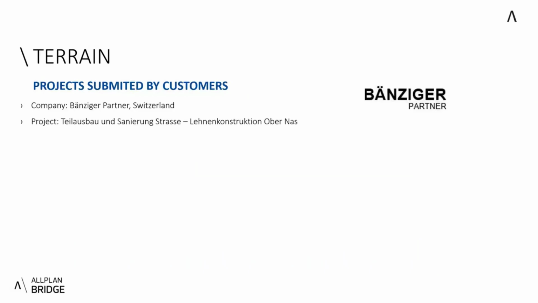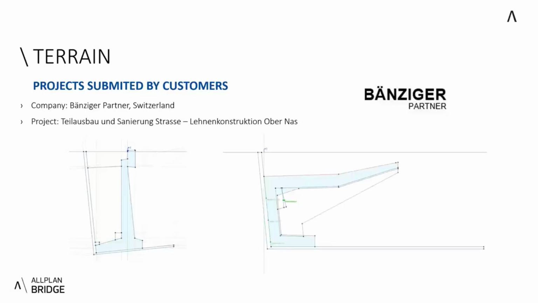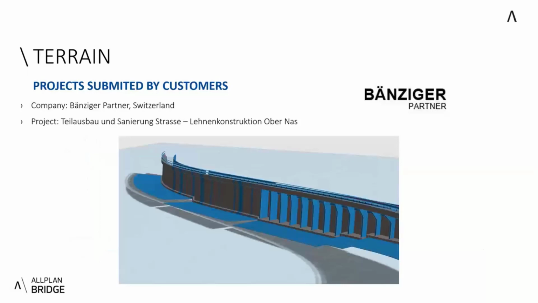There we have also some projects submitted by customers. And this is from the company Benzinger Partner from Switzerland. And the project is Teilausbau und Sanierungsstraße Lehnkonstruktion Obernas. First, I would just like to show a few cross sections of the retaining walls that have been used in this project. But of course, I think more interesting will be to see the 3D model, how it looks like.